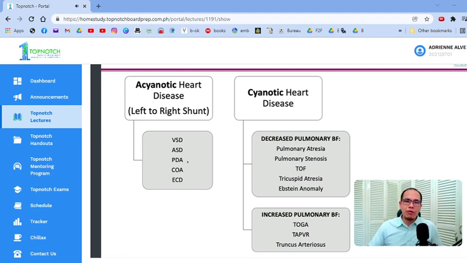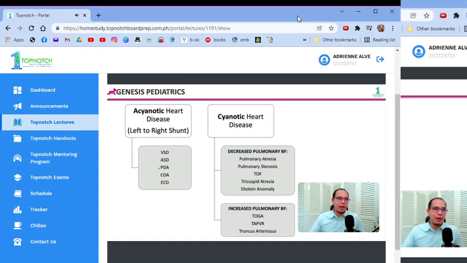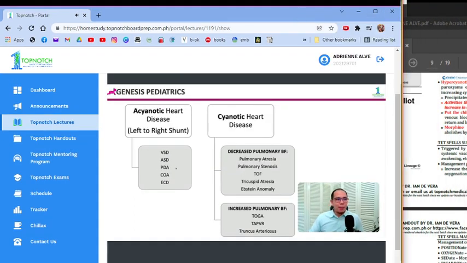Eisenmenger syndrome, okay, then pwede rin sila maging cyanotic in the long run. Okay, the same is true with PDA. If you have a very large PDA, tapos mataas yung pulmonary pressure, meron kang pulmonary hypertension, then the flow can reverse and pwede siya maging cyanotic. Okay, but in general, these shunts will cause acyanotic heart disease.